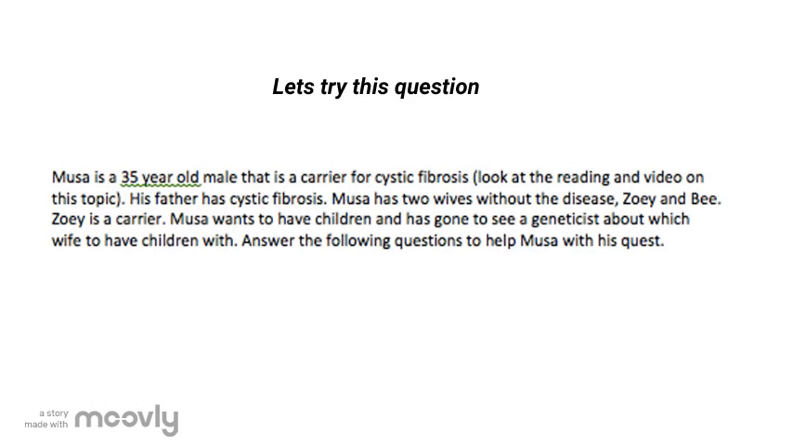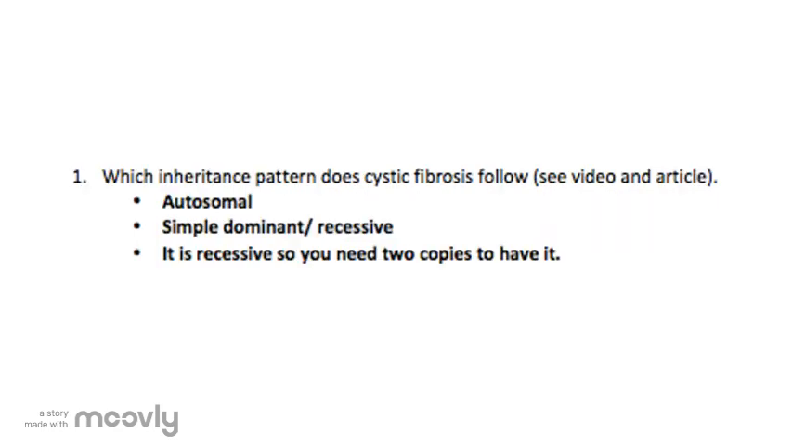So in our question we have Musa, a 35-year-old male who is a carrier for cystic fibrosis. His father has the disease, so his father is autosomal recessive for cystic fibrosis. Musa has two wives who do not have the disease, and one of the wives, B, is a carrier for the disease. Now, Musa wants to have children, and he wants to make sure that his children do not have cystic fibrosis. So we're going to answer a series of questions to help Musa figure out which wife to have children with. The first question asks us about the form of inheritance that cystic fibrosis follows.